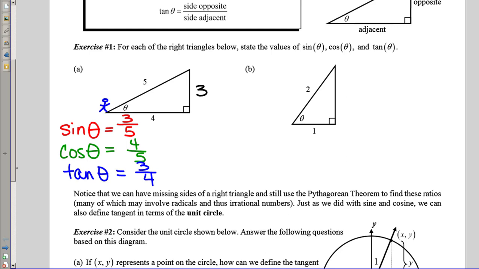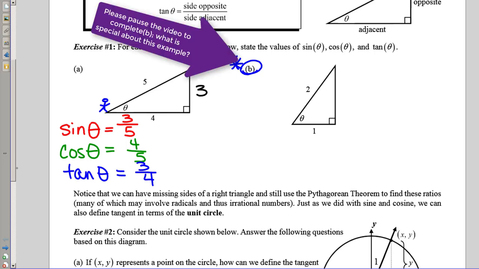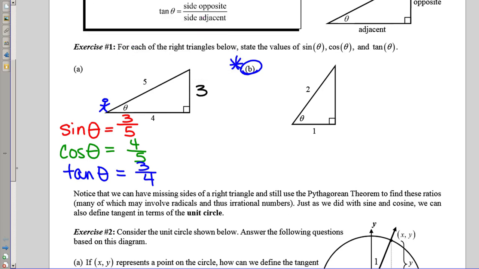Remember, you're using sine, cosine, and tangent when you're dealing with right triangles, so you want to position yourself at theta, so then you're able to evaluate the ratio of the sides. All right, I'm going to ask you to pause the video and complete letter B. This should look familiar based on the work that we've been doing in class for the past several days.